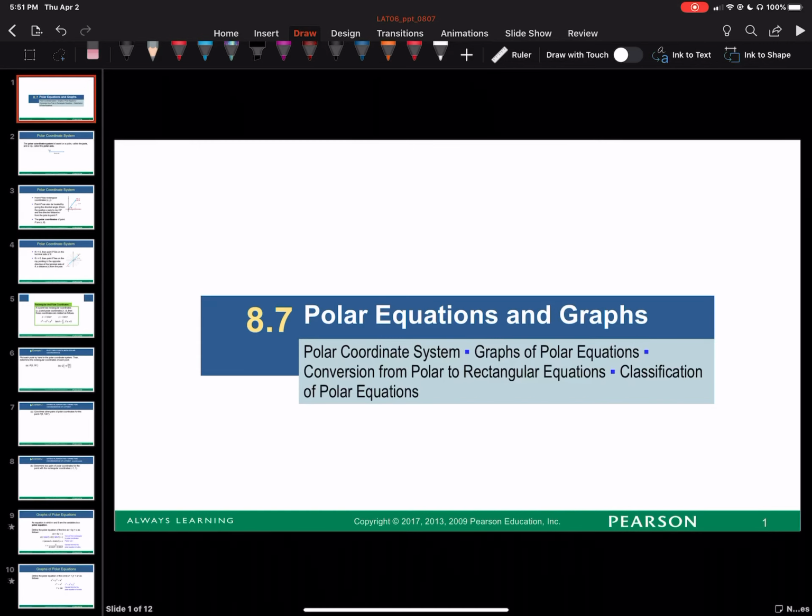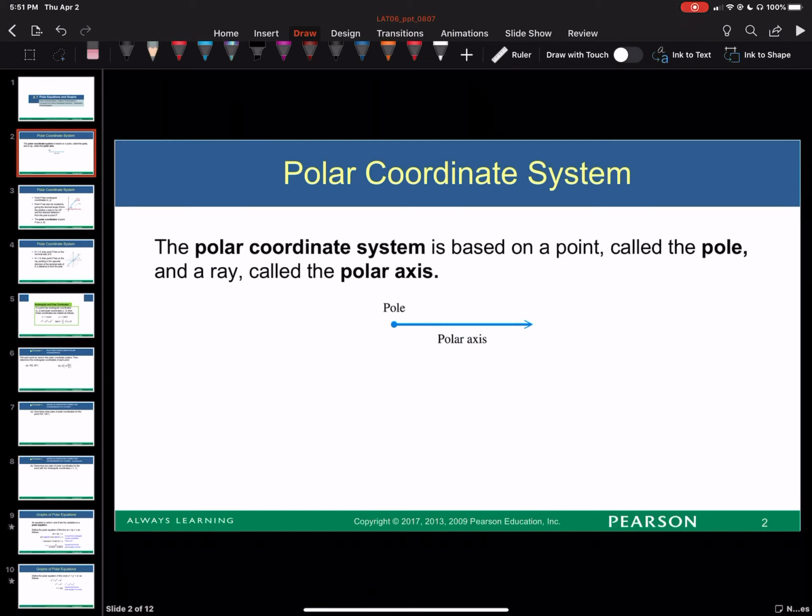Hello, class. Today we'll be talking about 8.7, and we'll be talking about polar equations and graphs. So we're looking at the polar coordinate system. We'll look at graphs of polar equations. We're going to do conversion from polar to rectangular, and then we'll use classification of polar equations. So the first thing we want to look at is the polar coordinate system.